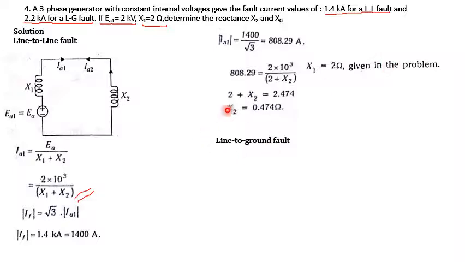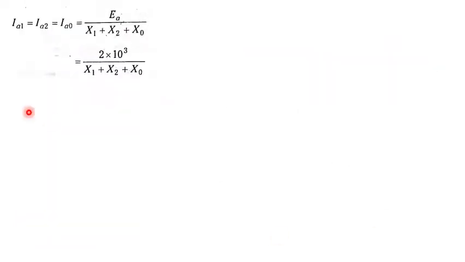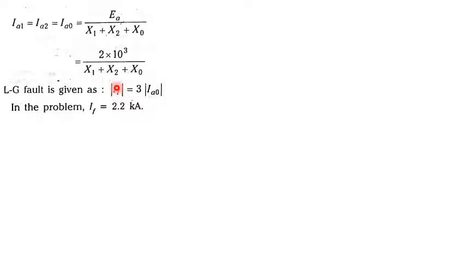Let us consider the line to ground fault. The interconnected sequence diagram should be connected in series. From this we can write IA1 is equal to IA2, which is equal to IA0, that is EA divided by X1 plus X2 plus X0 value. It is already given that the EA value is 2 kilovolt. Also we know from the given data that IF is equal to 3 times IA0. This is the expression. From the data we know that IF is 2.2 kiloamperes.